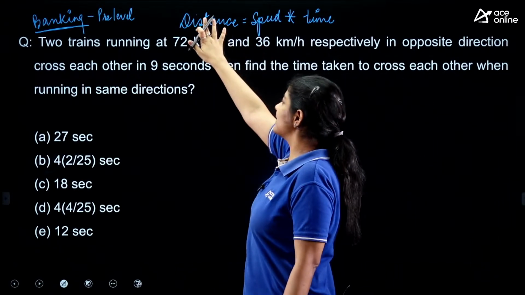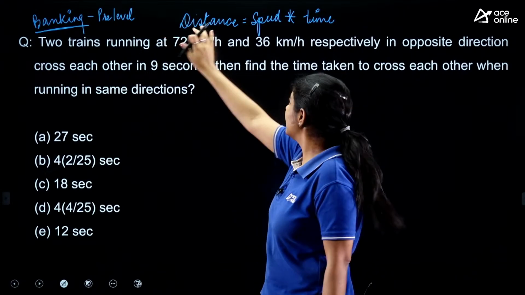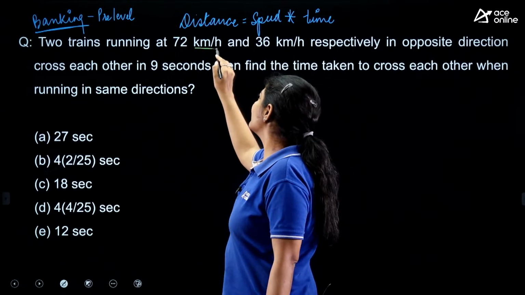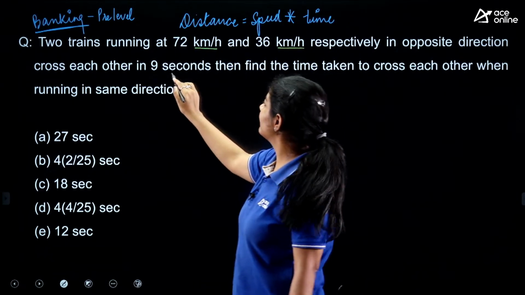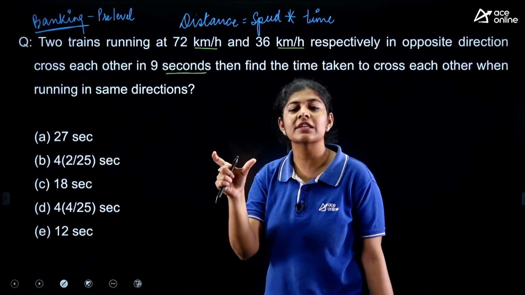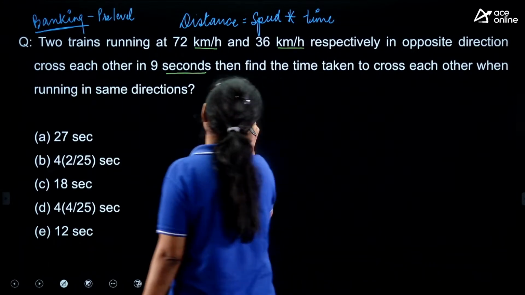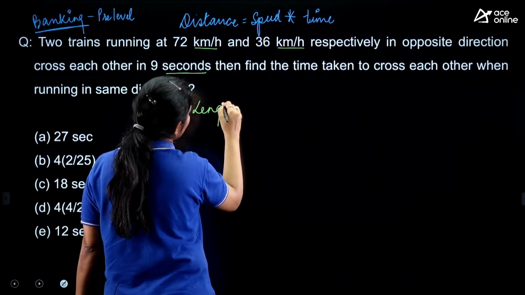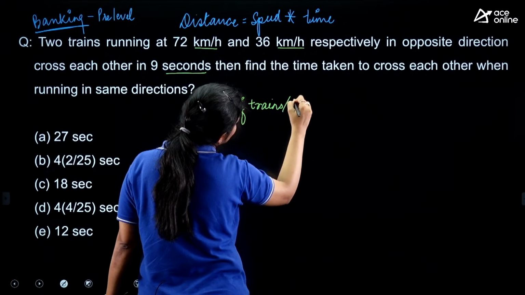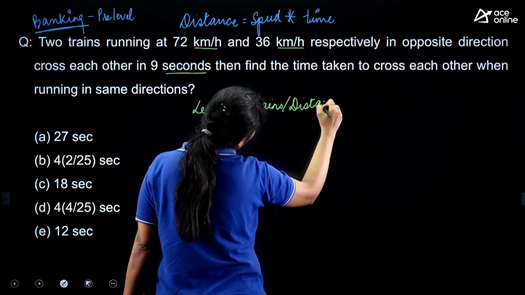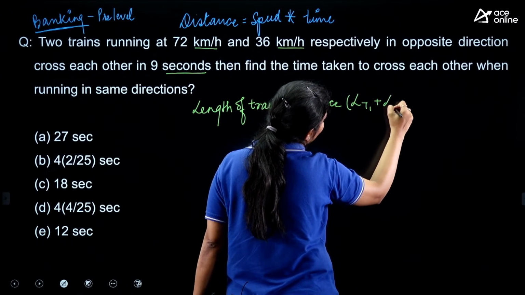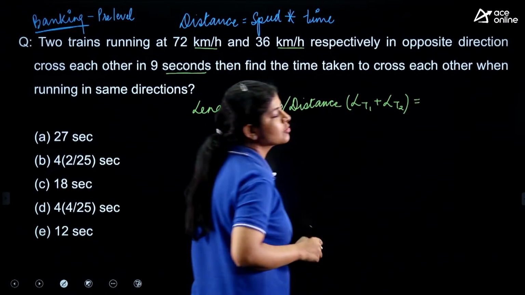Here we know that distance is the total length of the trains. We have two speeds, but we need to take care of the units, as the speeds are in kilometers per hour and the time is in seconds. The length of the trains is also in meters. So we can say that the length of trains, or distance, or length of train 1 plus length of train 2, is equal to what?